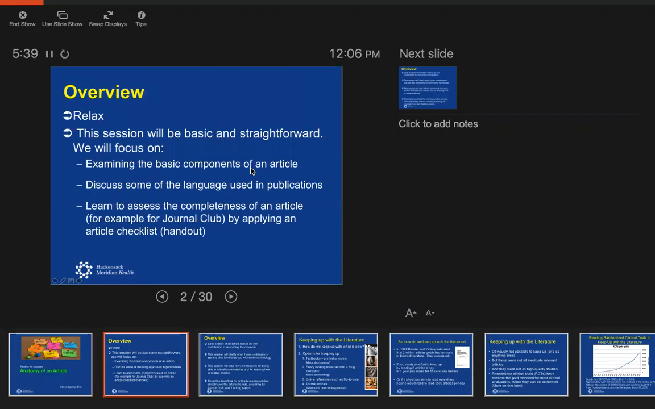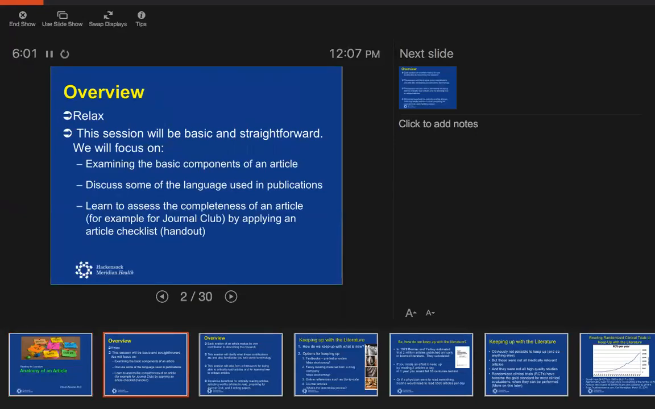So today we're going to talk about the anatomy of an article. This is kind of just a low-key talk. Relax. Okay, this is not a pre-test. There's no post-testing either. So this is pretty straightforward and pretty basic.